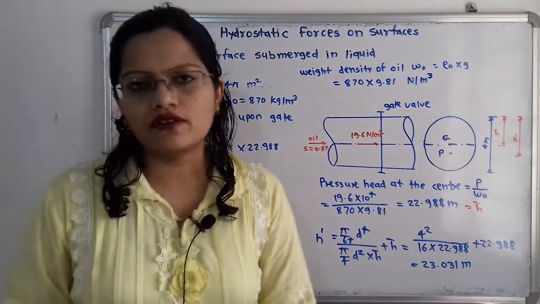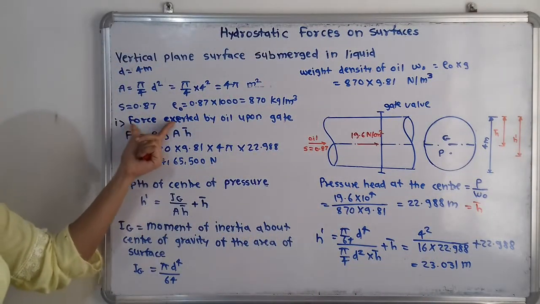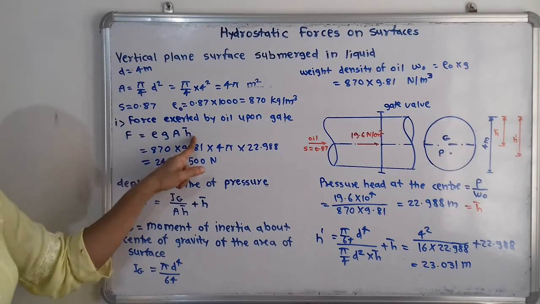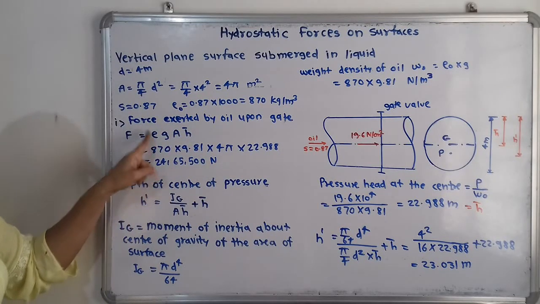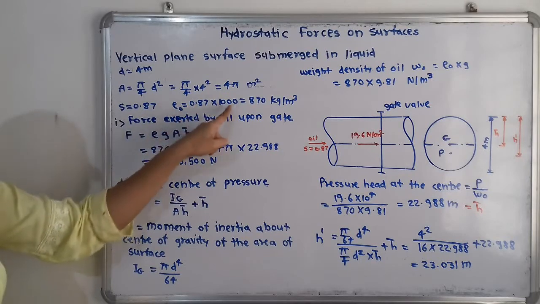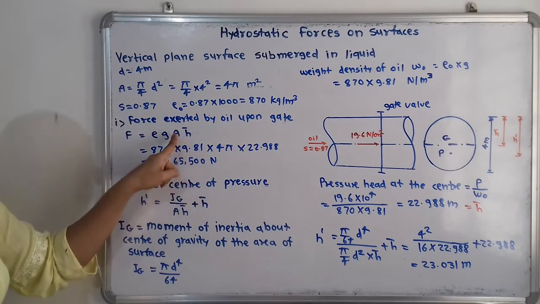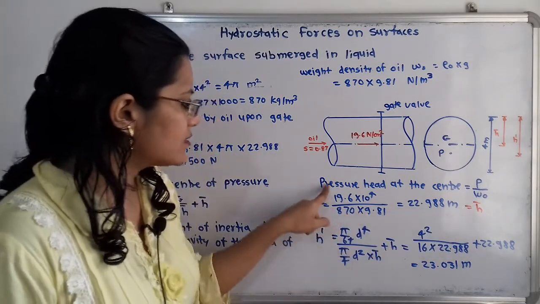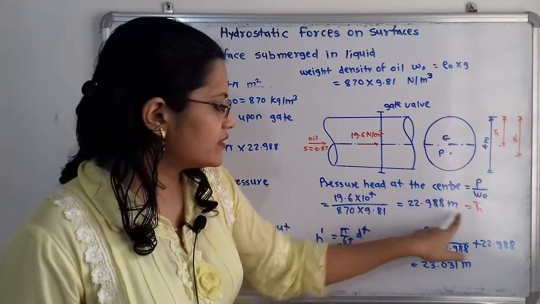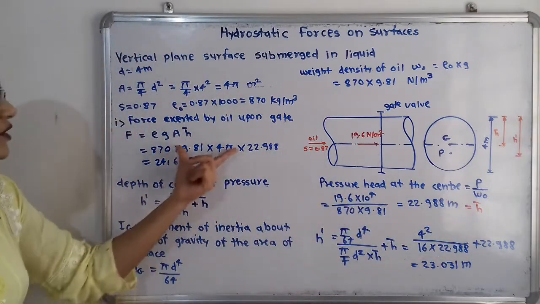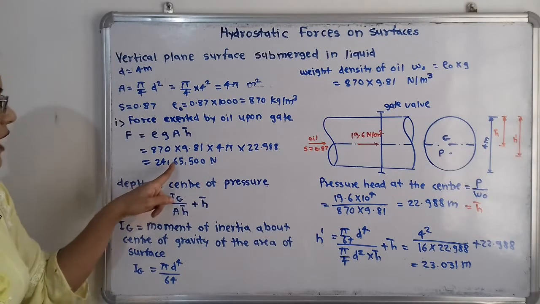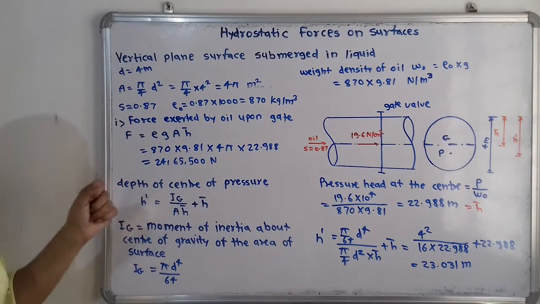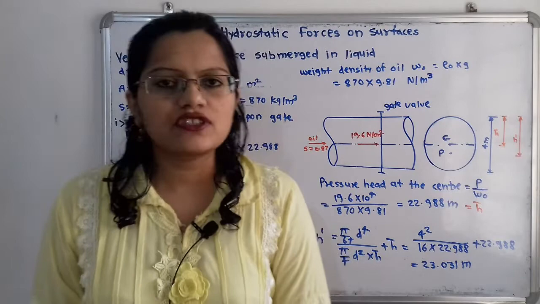Now we will move to the first question. What is the first question? That is the force exerted by the oil upon the gate, that is F is equal to rho g A h bar. So this is the formula. What is rho? Here we have to take the density of oil, 870, g is 9.81, A is the area that we have already calculated, 4 pi, and h bar is the pressure head at the center, here 22.988. So when we solve this, we will get the answer 24,65,500 Newton.